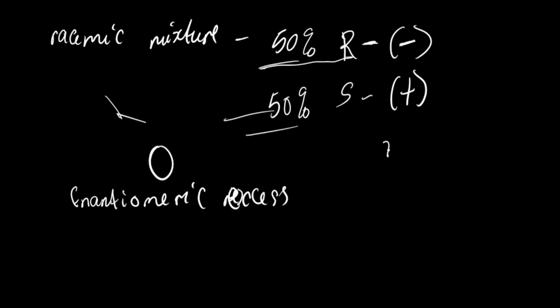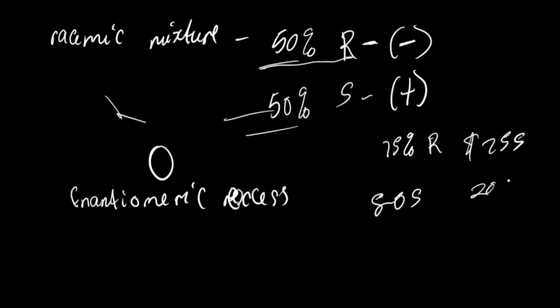So we could have 70%, or rather 75% R, and take for instance 25% S, or we could have 80% S and 20% R. Okay, this was how it was. We'd have mixtures of these enantiomers. Okay, now enantiomeric excess is used to determine to some degree the optical purity of a sample.